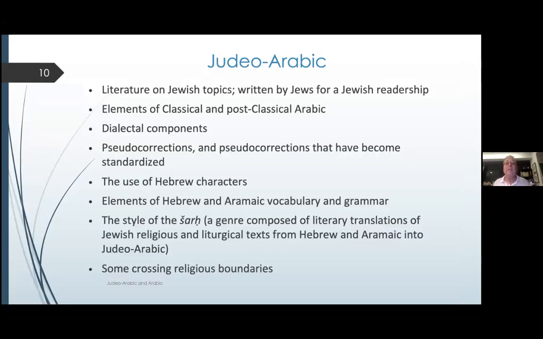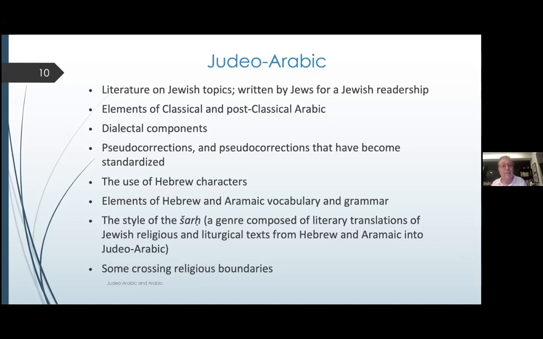So Judeo-Arabic itself, what it is: we know that the literature is on Jewish topics written by Jews for a Jewish readership. Why do I say Jewish readership? Because it's written in Hebrew characters. So I can't expect non-Jews to read it, because you really have to know Hebrew characters in order to be able to read it. The variety itself has elements of classical and post-classical Arabic.